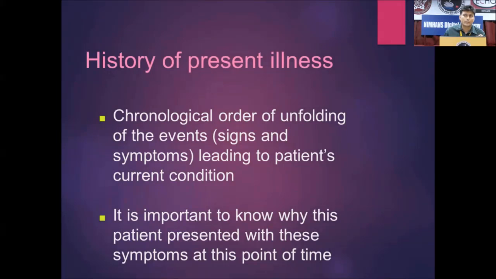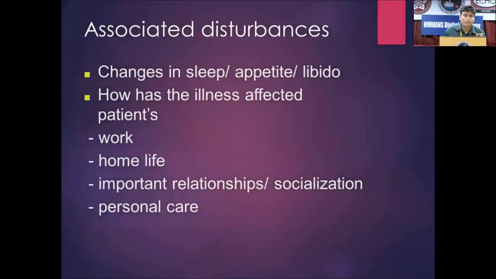In history of present illness, what we want to know is why did this patient present with this set of symptoms at this point of time? So here we have to document the chronological order of unfolding of events leading to the patient's current condition. So you will note down this chronological order of symptoms. And then we want to know what is the impact of these symptoms on the person's life.